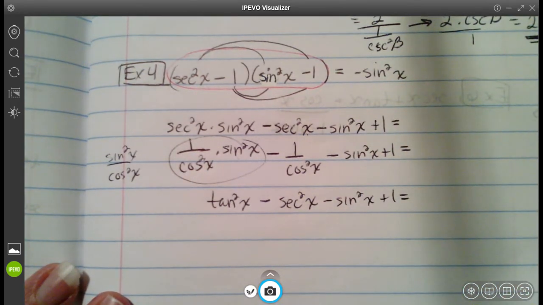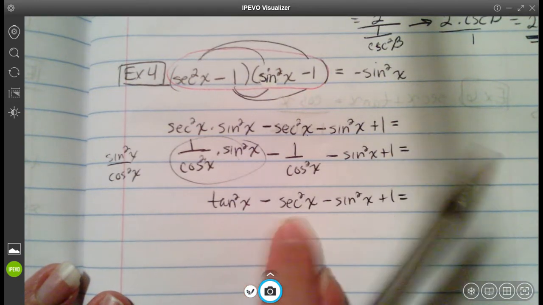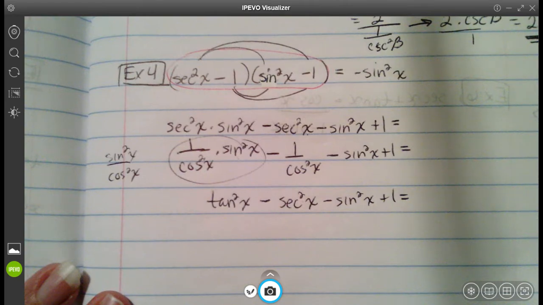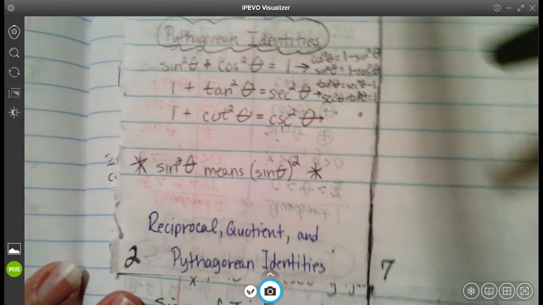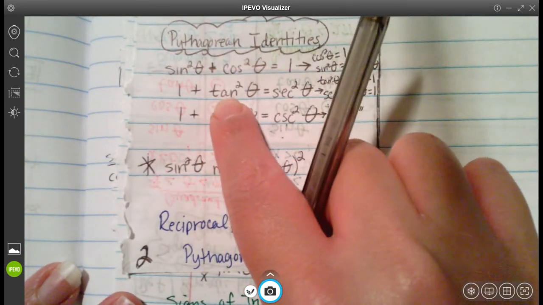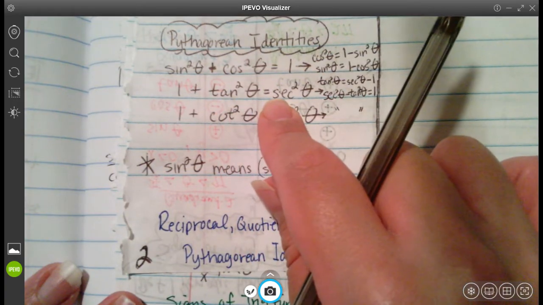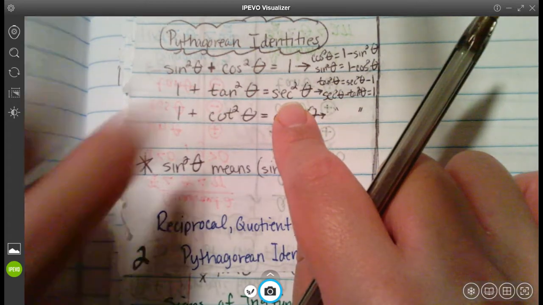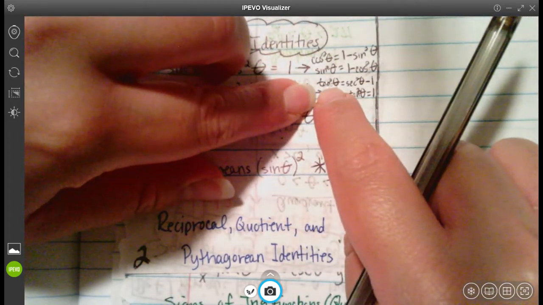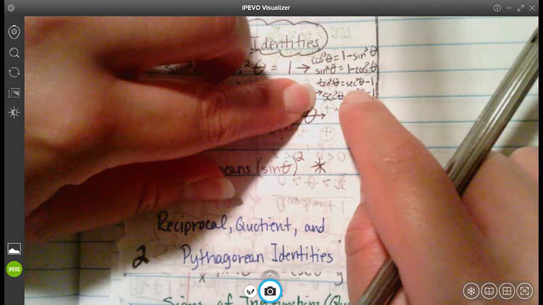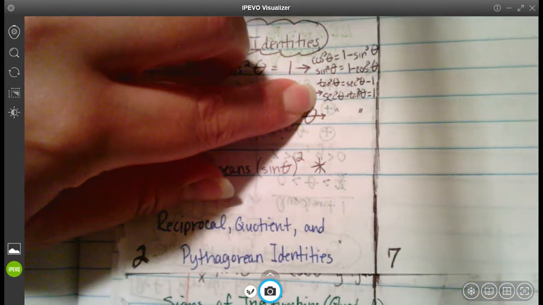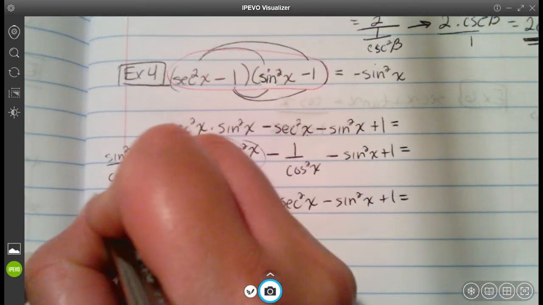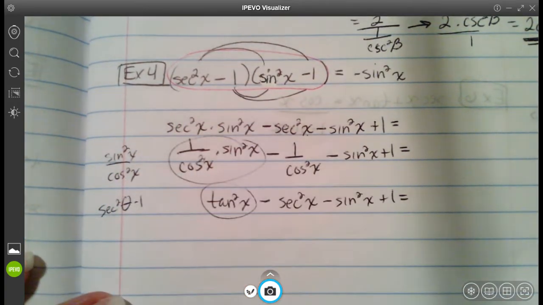Okay, I know that these two are related somehow. I know that if I look at my identities, you see how we have 1 plus tangent squared theta is equal to secant squared theta. So we can probably do something here. We can probably replace something. I think I'm going to try this one. So tangent squared theta is equal to secant squared theta minus 1. I'm going to try that. I'm going to replace this one with secant squared theta minus 1.